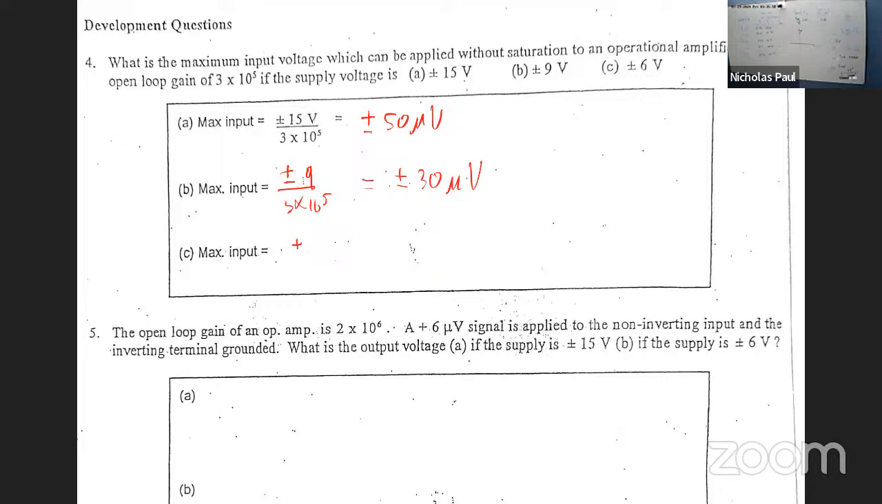And the last one is what? So how do you get it? Yeah, I know. 15 divided by 3 to the exponent 5. And you will get 5 by 10 to the minus 5, which is 50 by 10 to the minus 6. Oh, you put it right. 20 microvolts. What's the last one? 20 microvolts. Very complicated.